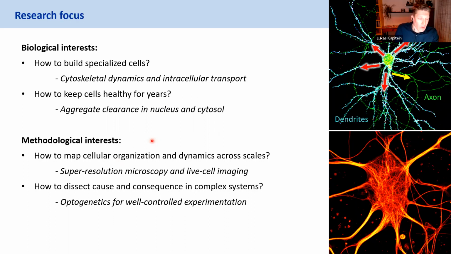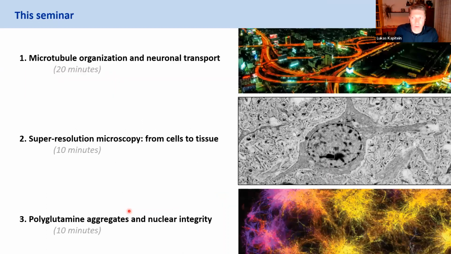And also, if you image a lot, it's very beautiful, but what we in the end are after is mechanistic insights in what causes which behavior and how are things organized in the cell. And it's not always easy to dissect cause and consequence in complex systems. And therefore, we found that optogenetics can be very useful to have much more well-controlled experimentation in cellular systems. I'll also show an example of that. So in this seminar, I will cover 3 topics: microtubule organization and neuronal transport. So for our core interest, I'll spend about 20 minutes on that.